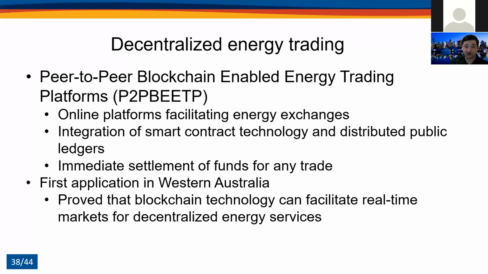The first application of actually peer-to-peer trading happened in Western Australia with a Renew Nexus program. And what this did was huge. From a very small step, it proved that blockchain technology can facilitate real-time markets for decentralized energy services. And the decentralized point is pretty important because it allows either prosumers and consumers or two parties to set their own prices in the market, or at least to adhere to some regulatory structure by which they can do that. So price is a pretty big deal there.